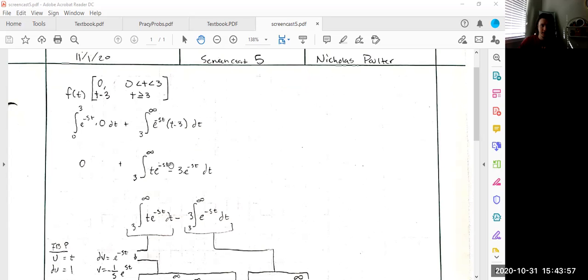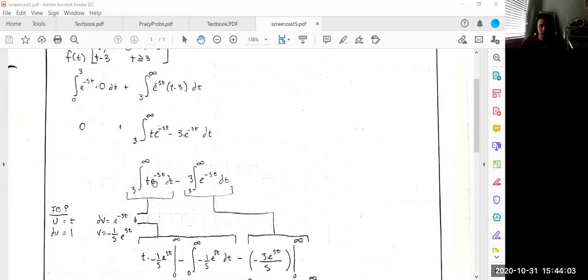t e to the negative st minus 3e to the negative st. This can be separated and solved through some integration by parts. The first one, anyway. Integrating the second part of the integral, e to the negative st, is simple, straightforward. It's what the original equation is derived from.